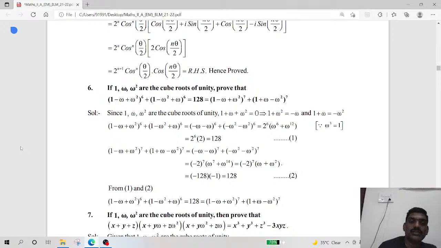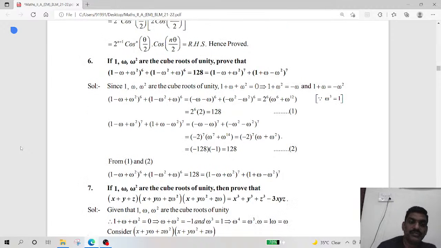2^6 is what? That is 64. Next, 1 + ω is −ω². (−2ω²)^6, and (−2ω)^6 means again 2^6, 64. And ω^12 is again 1. 64 + 64 is 128. The remaining part also we can do in the same way.